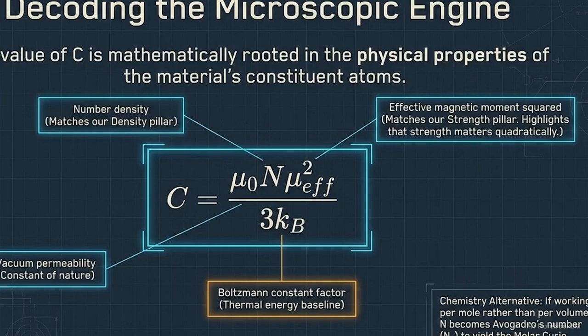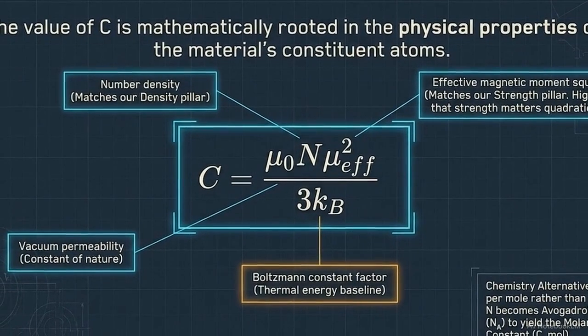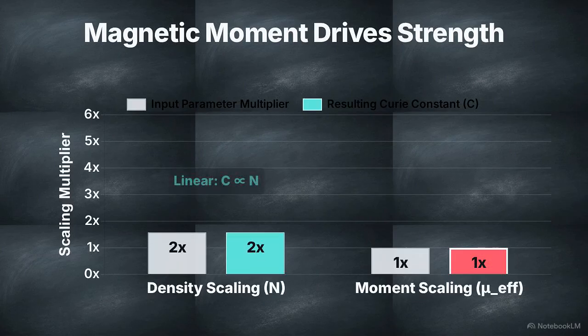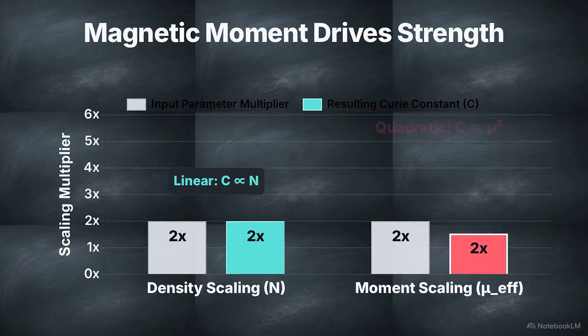The Curie constant equals the vacuum permeability times the number density, n, multiplied by the effective magnetic moment squared, all divided by 3 times the Boltzmann constant. Notice the mathematical scaling. The number density scales linearly. If you double the number of magnetic atoms, you double the Curie constant. But the effective magnetic moment is squared.